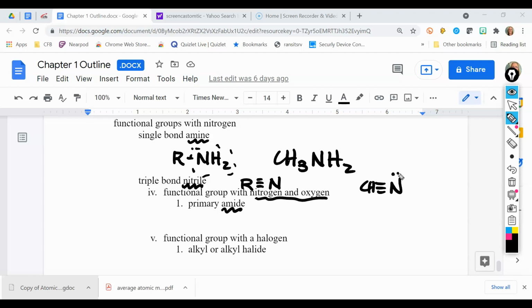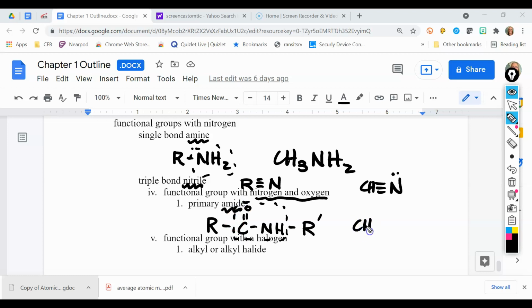Then we have a primary amide, and this is the one that often gets people. So you have an R group bonded to a carbon that has a double bonded oxygen, but then is followed by an NH group. Just like that. And then that's followed by another carbon chain. And it's this part right here in the middle that makes that an amide.